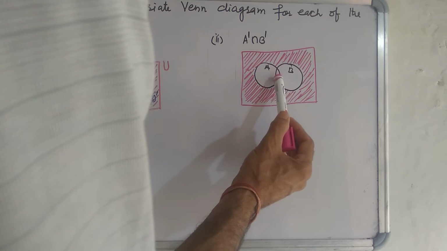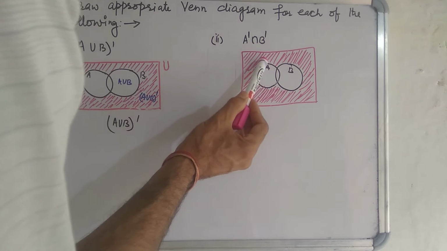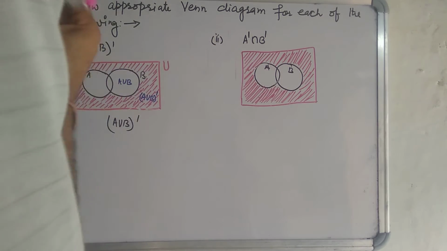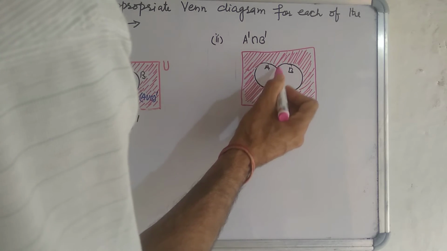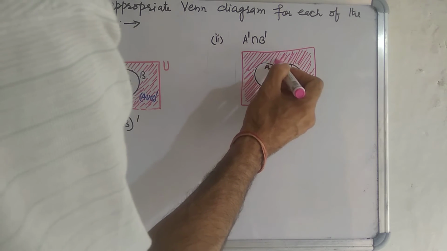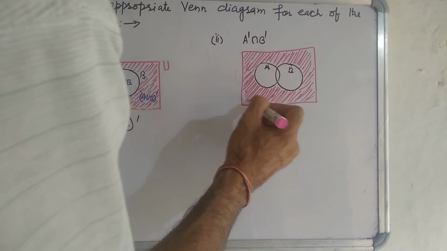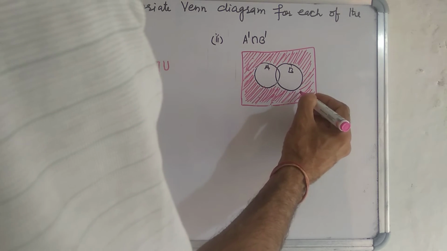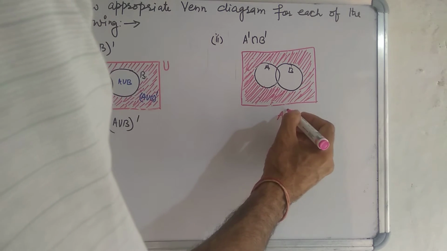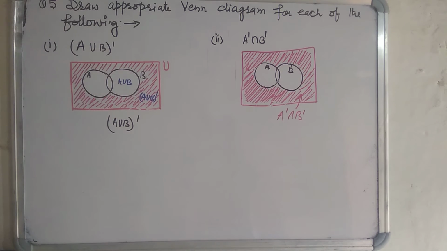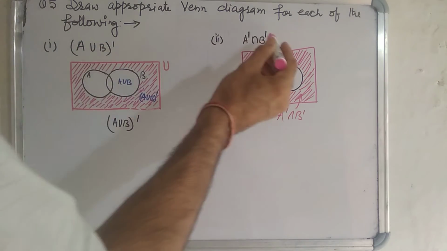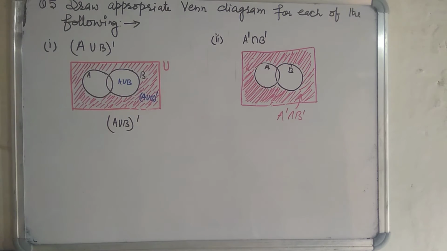In set B, this portion also lies in the complement, but the common portion of the two complement sets is this shaded portion. So A dash intersection B dash is this shaded portion. Hence these two sets are equal according to the Venn diagram.